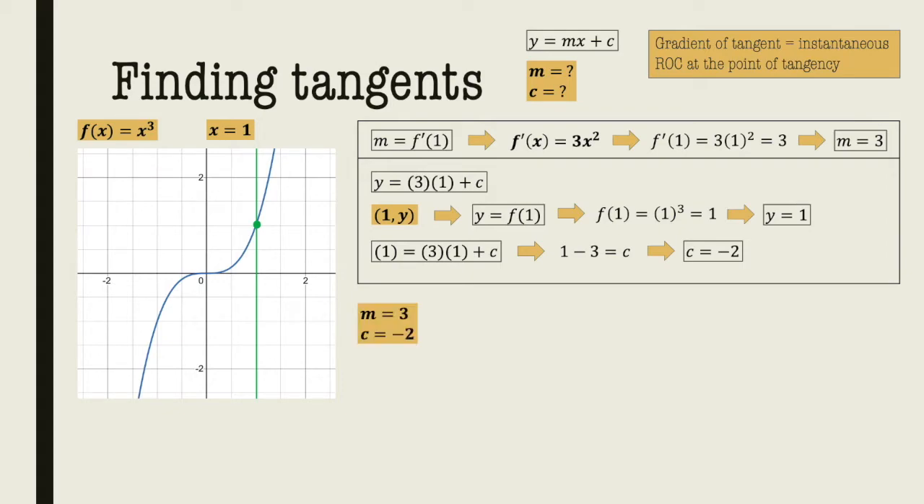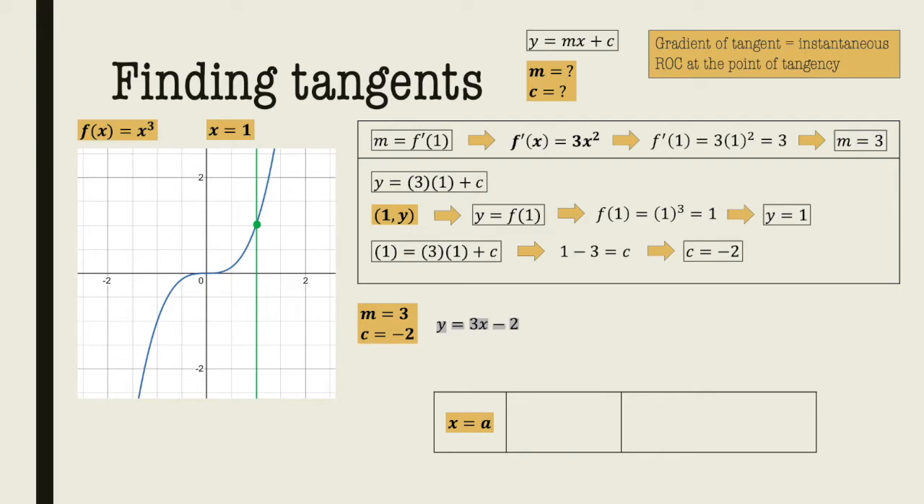Now that we know what the gradient and the y-intercept of the tangent are, we may finally write its equation: y equals 3x minus 2. If we want, we could now write a general formula for finding the gradient and y-intercept of a tangent for any point on a line. Assuming our point is x equals a, the formula for the gradient will be m equals f prime of a, while the formula for the y-intercept will be f of a minus f prime of a multiplied by a.